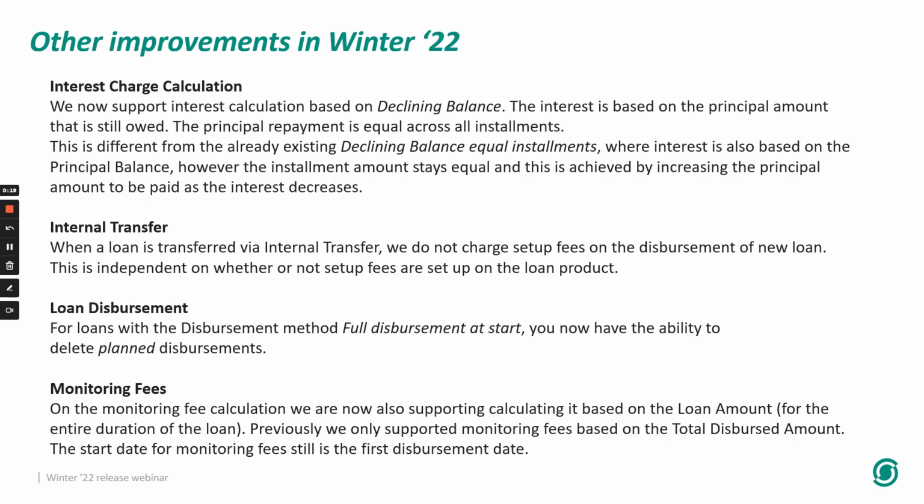It's based on declining balance. We already had the mechanism to calculate a schedule based on declining balance with equal installments, where installments are equal across the whole loan period. In case of declining balance, the principal amount is equal across all the installments, but the interest is just based on the remaining principal amount that is still owed.